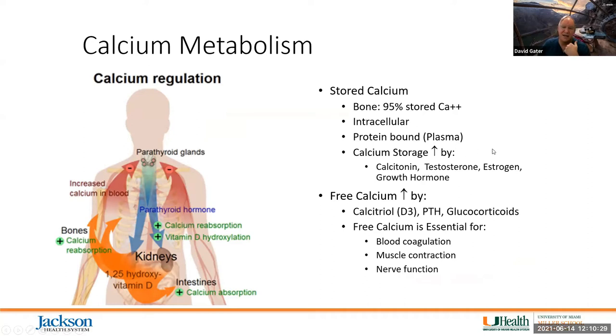And we know that we increase calcium storage through these hormonal influences: calcitonin, testosterone, estrogen, and growth hormone. All of these are anabolic hormones. And so that's going to increase calcium storage. We also have to recognize, however, that the body needs calcium for blood coagulation, for muscle contraction, and nerve function. And so as necessary, we can increase the free calcium that can be used for these types of mechanisms by calcitriol or D3. I'll talk you through this in a moment. Parathyroid hormone and glucocorticoids are catabolic for bone and will increase free calcium at the expense of taking calcium from the bones themselves.